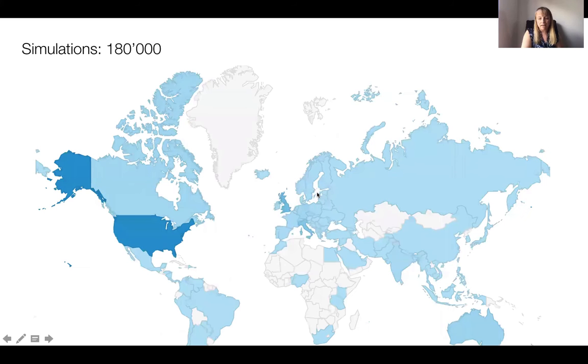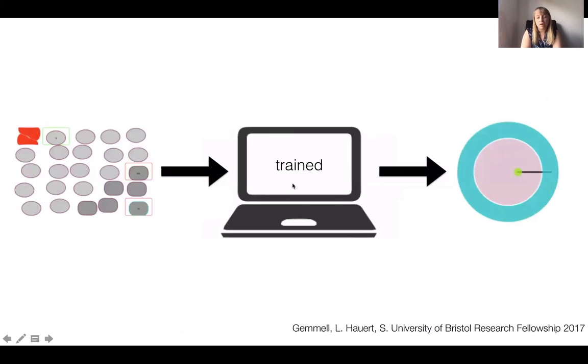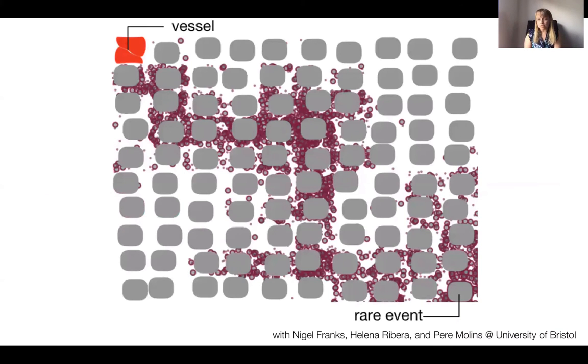This has led to around 180,000 simulations done by the crowd around the world, and we've since then started using this to train a neural network so that we could bootstrap and essentially give it a scenario, and this trained neural network could spit out the right vehicle design for that specific scenario. We also spent some time playing our own game so that we could start to explore some of the more swarmy behaviors we were interested in.